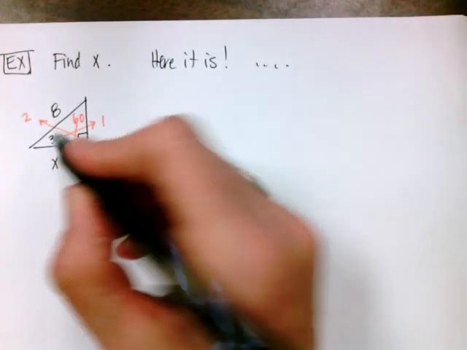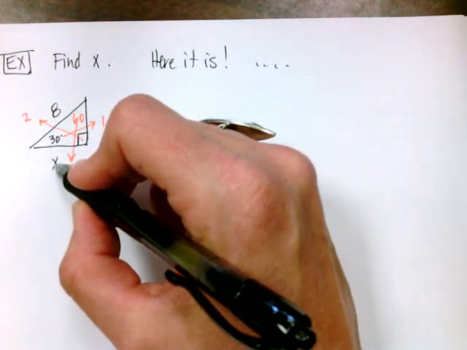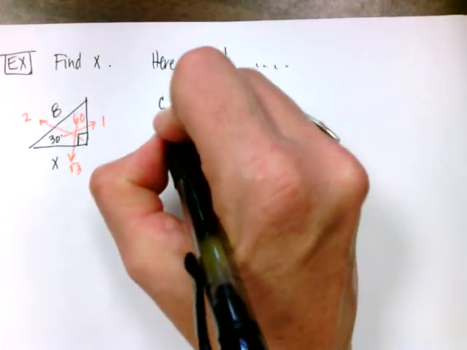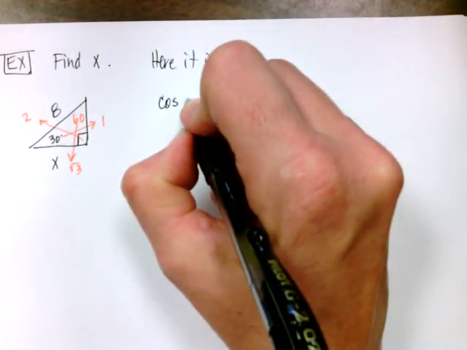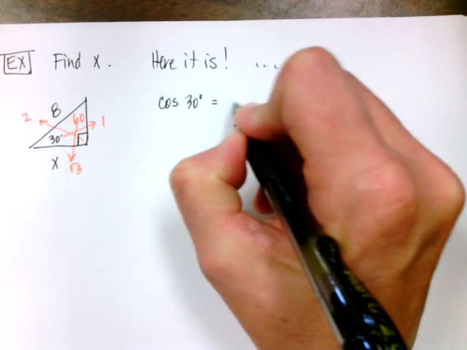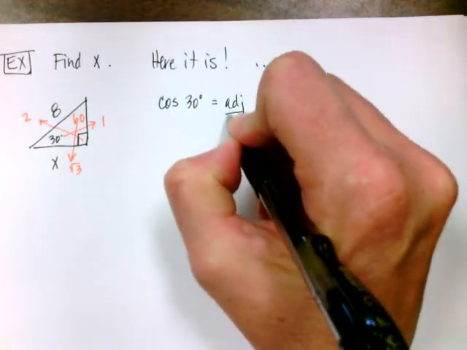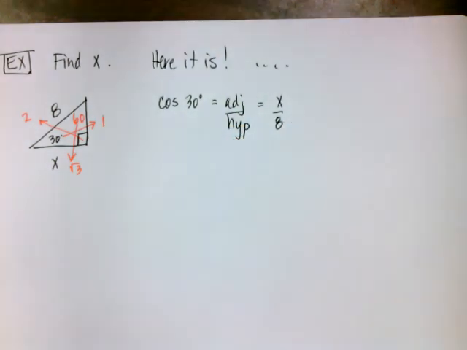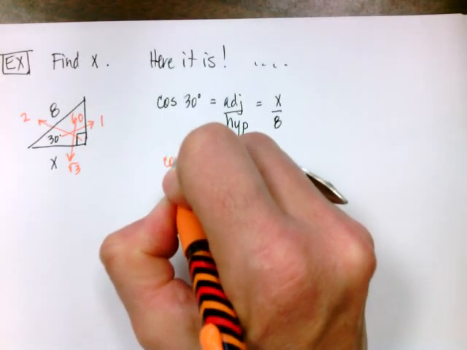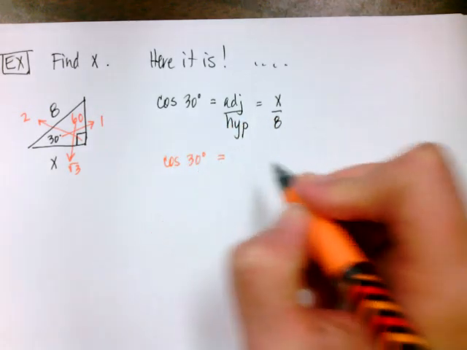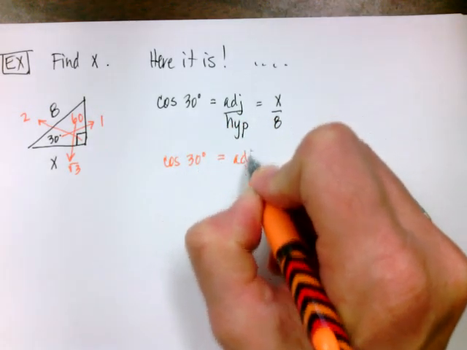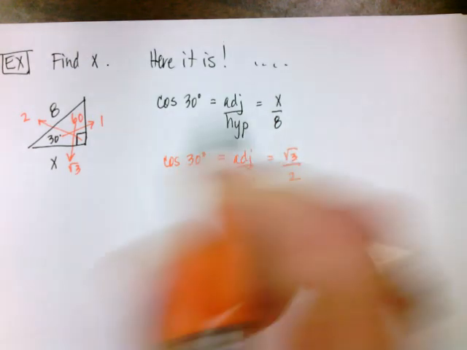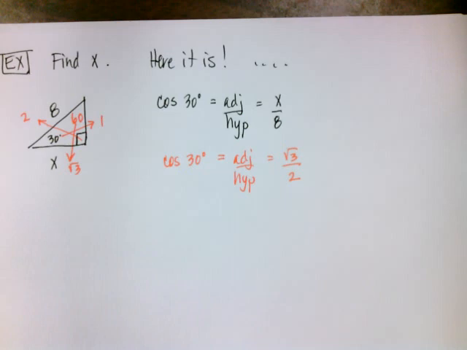Okay, and I'm going to set up the proportion, and I'm going to use cosine because I want to solve for x, and cosine is the adjacent over the hypotenuse. So in my black pen, I would say that the cosine of 30 degrees is going to equal the adjacent over the hypotenuse, which is going to be x over 8. And then if I use my ratios, the cosine of 30 degrees is going to be still the adjacent over the hypotenuse, and so it's going to be radical 3 over 2. Okay, so that's actually kind of handy.